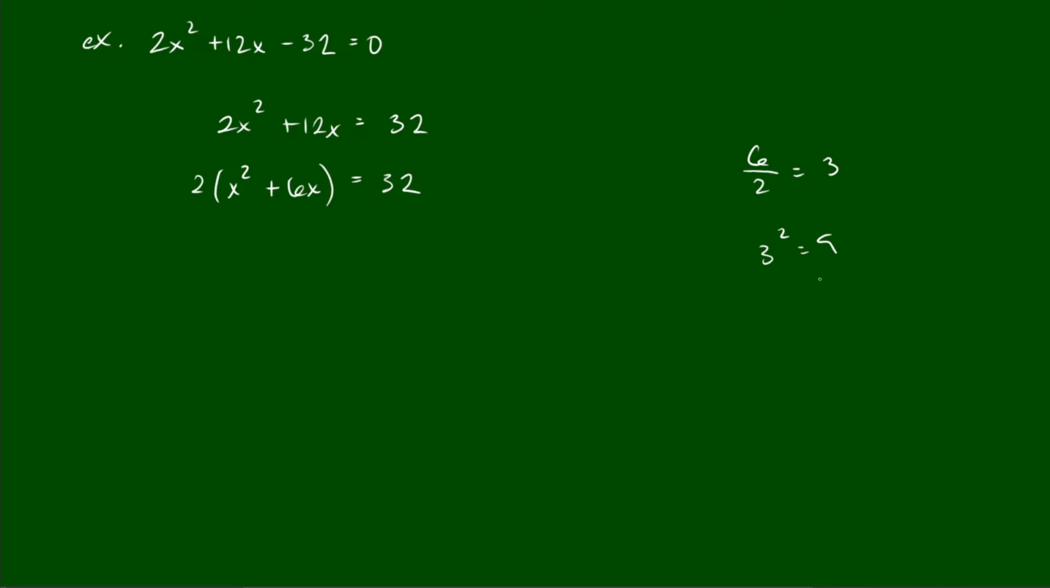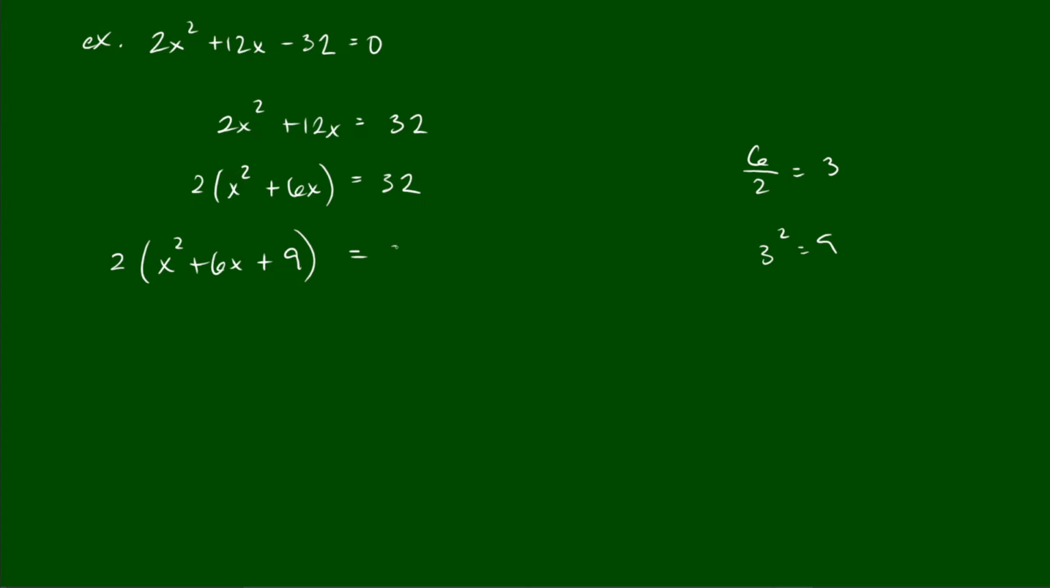Now you have 9. What are you going to do with the 9? You're going to add it to both sides. How does that look? You still have that 2 on the outside of the bracket, then you have x squared plus 6x plus 9 on the inside. Look at that, you have a perfect square trinomial on the left side.